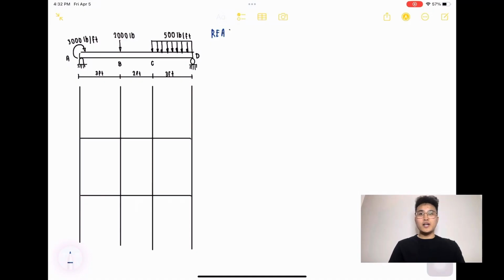Let's solve for the reactions and areas using area method for this average problem. For the first step, we get the summation of moments at support D equals 0, considering clockwise direction as positive. So first, 3,000, which is considered as couple moment. Kapag couple, hindi required na kunin ang distance kung gaano siya kalayo sa D, kasi moment na siya. It is positive dahil yung ikot niya is clockwise.